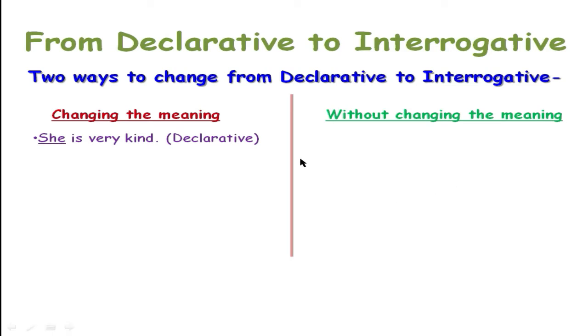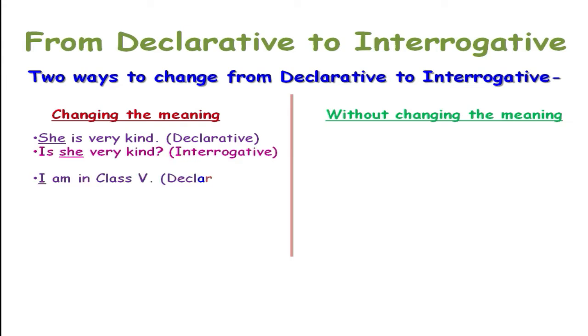In class 4, we have taught you that when you have to change this type of sentences into interrogative sentences, you bring the verb in front of the subject, give a question mark at the end, and it becomes interrogative sentences. So, you will follow the same rule here. She is very kind. I bring my verb in front of the subject. It becomes, is she very kind? Next example. I am in class 5. What will I do? I'll bring the verb in front of subject. So it becomes, am I in class 5?